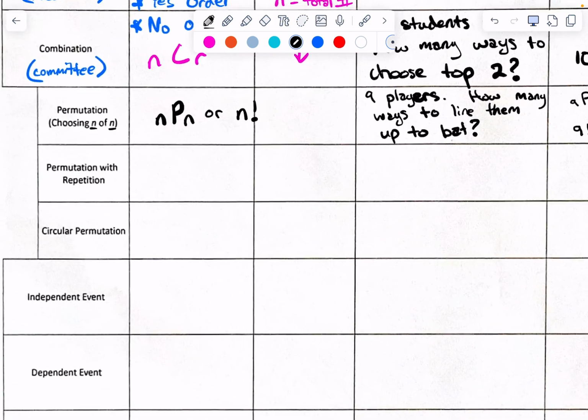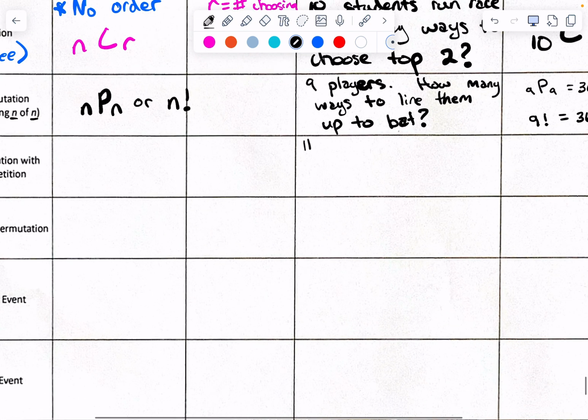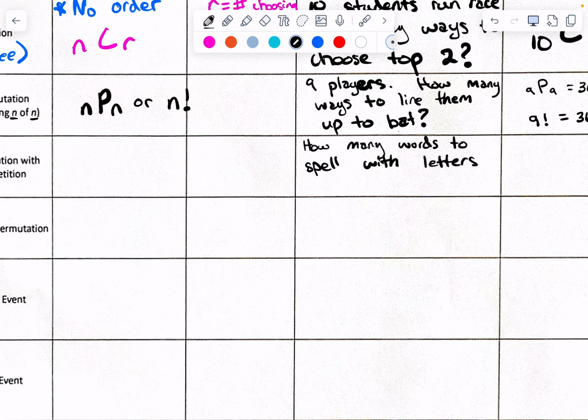All right, permutation with repetition. I'm going to start with the example here. How many words can you spell with the letters of a name?